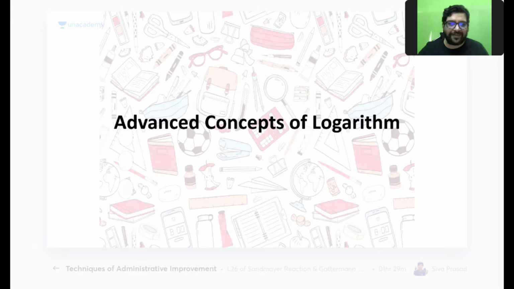So, welcome to another class on logarithms. We started with the basic concepts of logarithms in the previous class at the 4 p.m. class. Now, this is part 2 of the same. Part 3 is at 7 p.m. where we will discuss CAT level questions. As a matter of fact, if time permits, I will pick up some CAT level questions in this class as well.